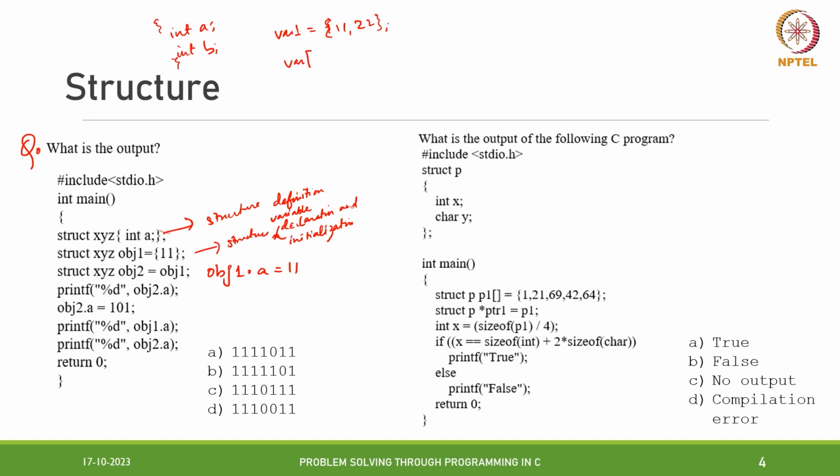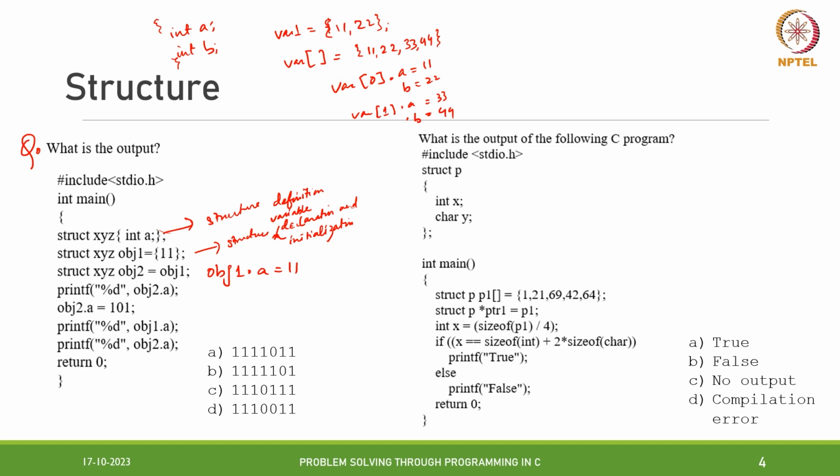If I had to define an array of structures, let's say of size 2, so 11, 22, 33, 44. That would have created var, a structure variable with, not size, I would say number of elements 2. So var[0], the 0th element of this structure, would again have two components: a value would be 11, b value would be 22. Then var[1], a value would be 33, b value would be 44. So this is how you initialize a structure or an array of structures.